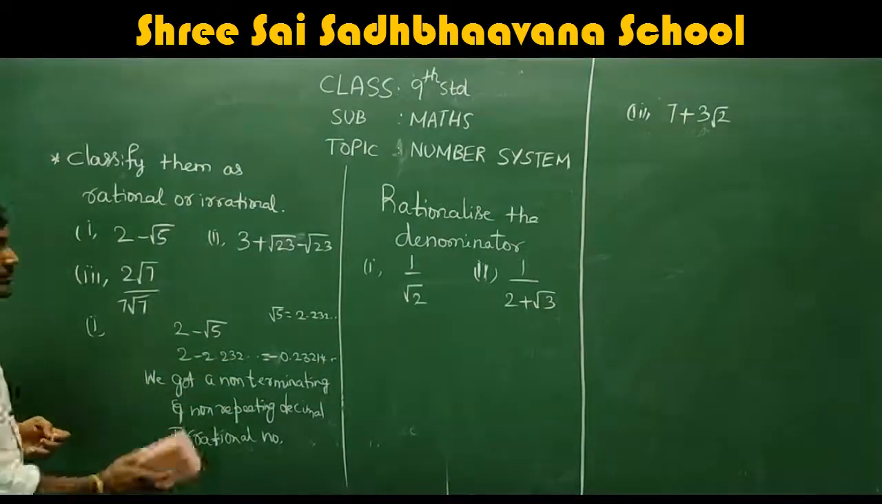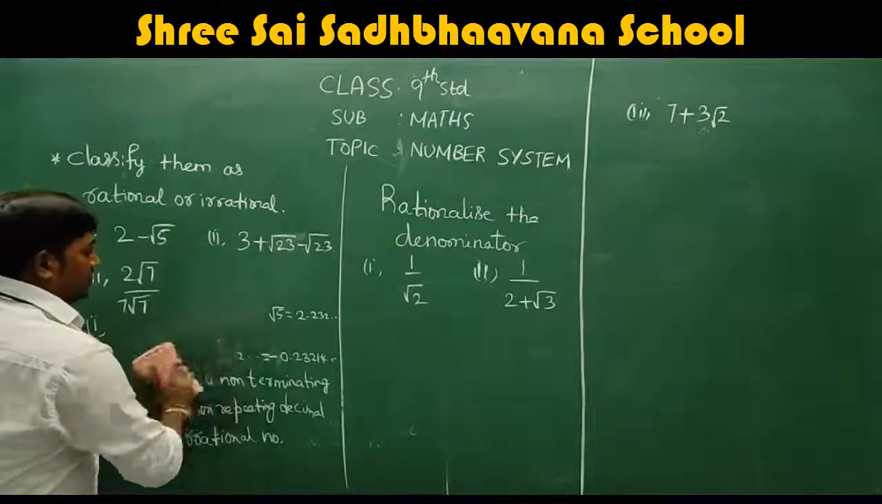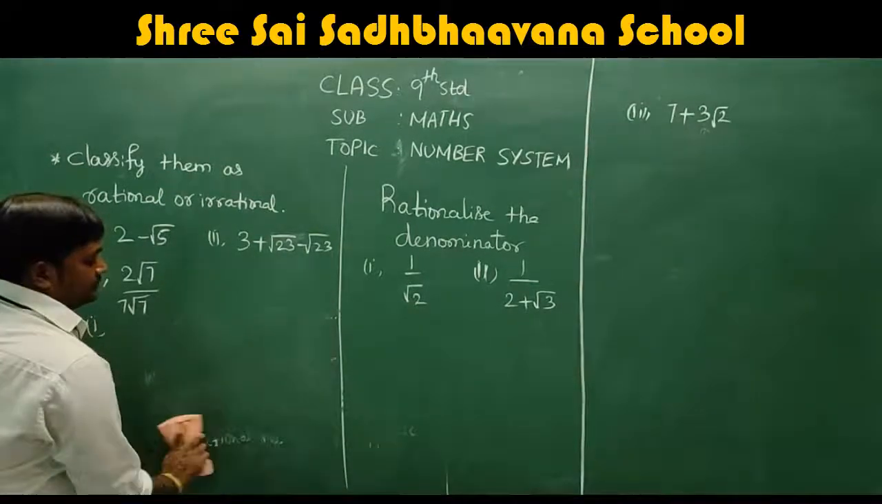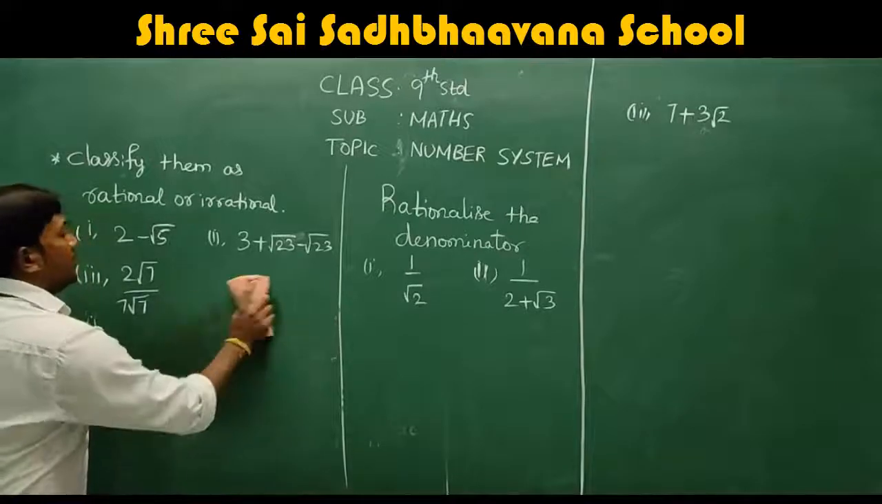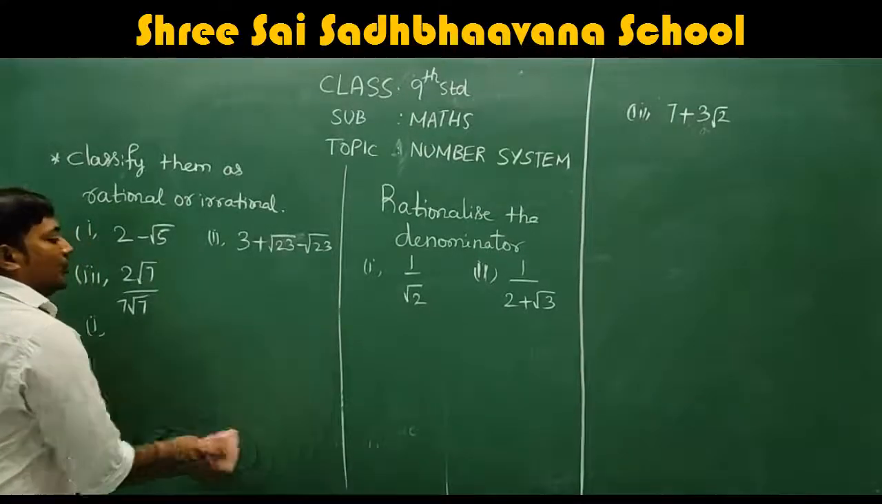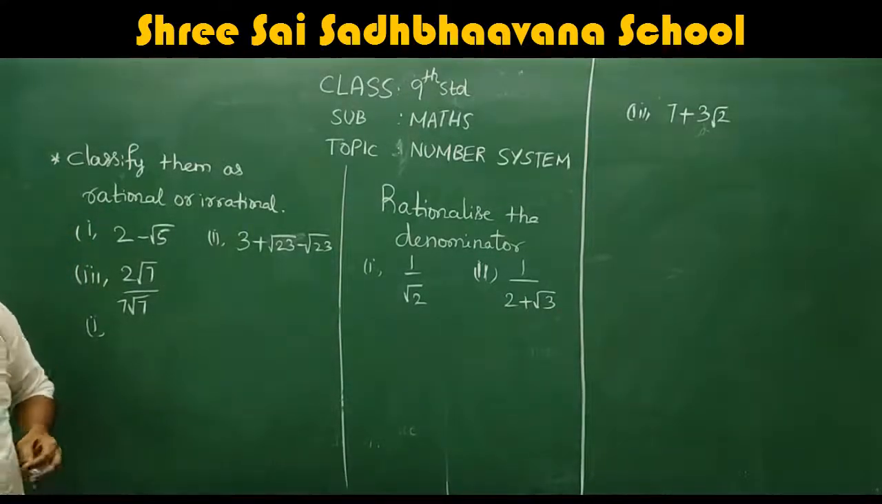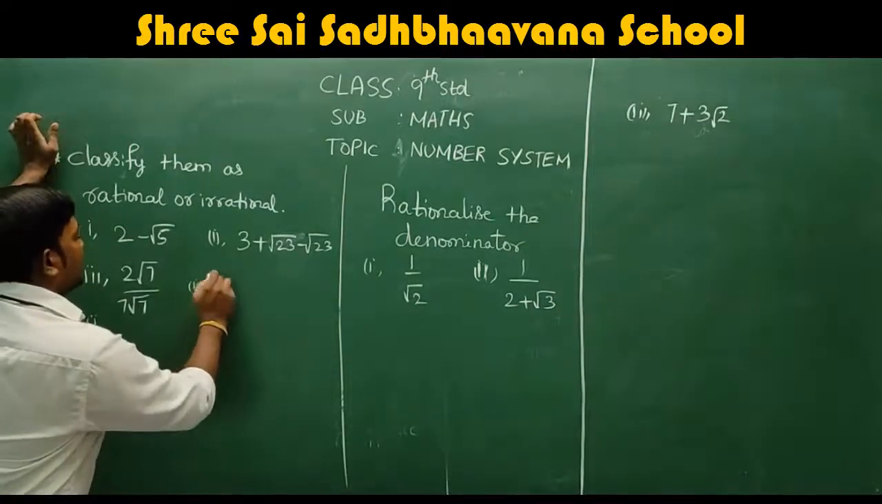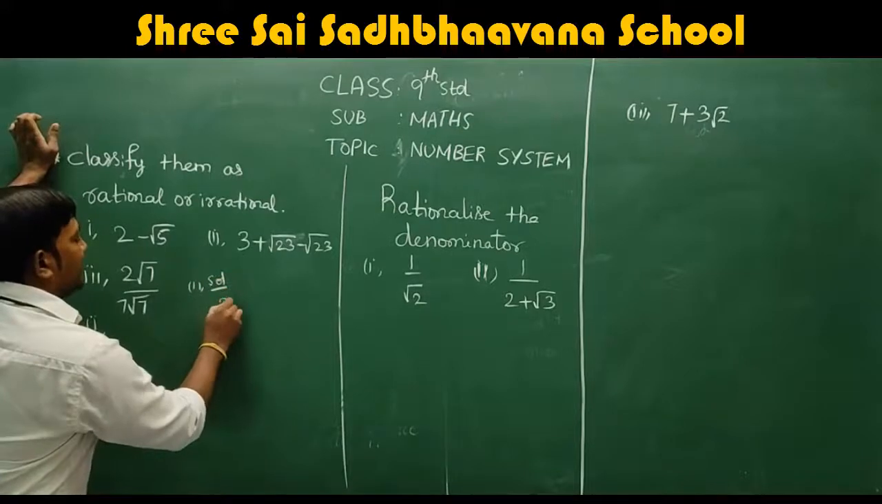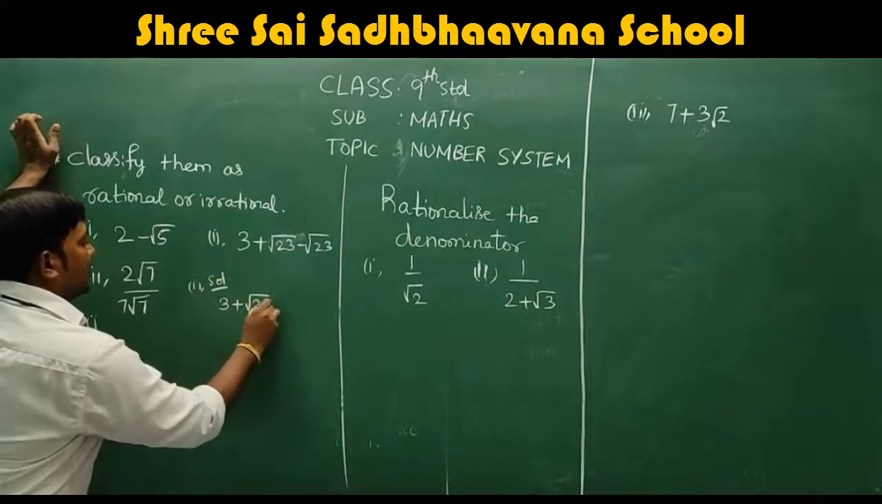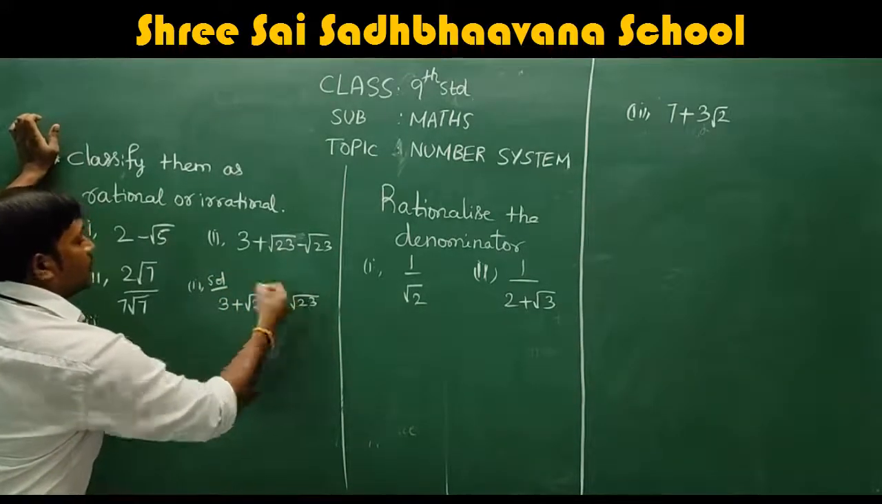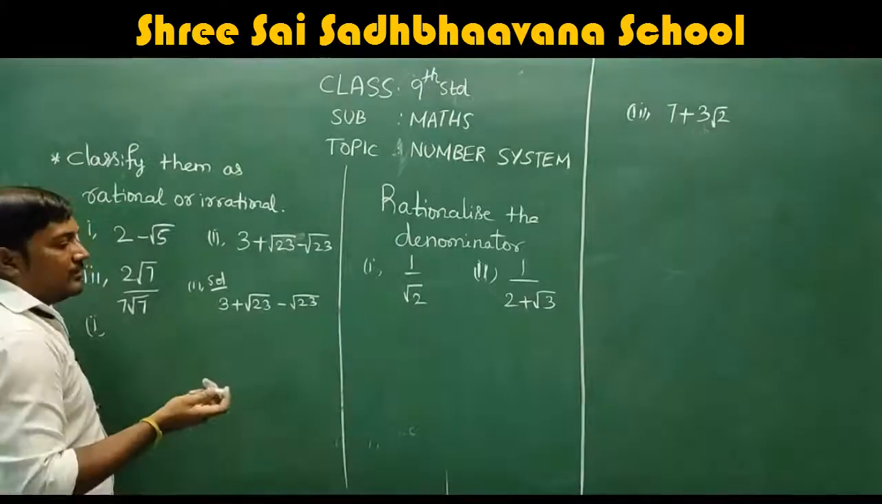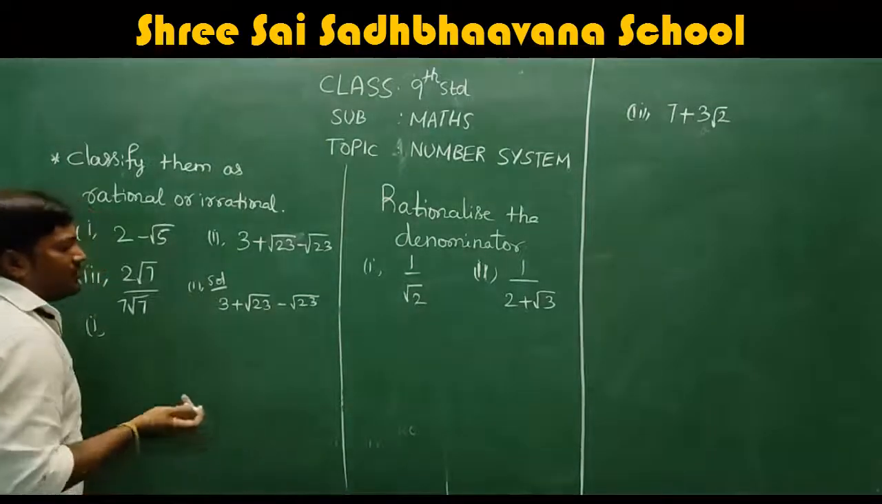Okay, let me solve the next one. The next one is 3 plus root 23 minus root 23. This is a very simple sum actually. 3 plus root 23 minus root 23. There is nothing logical in this.